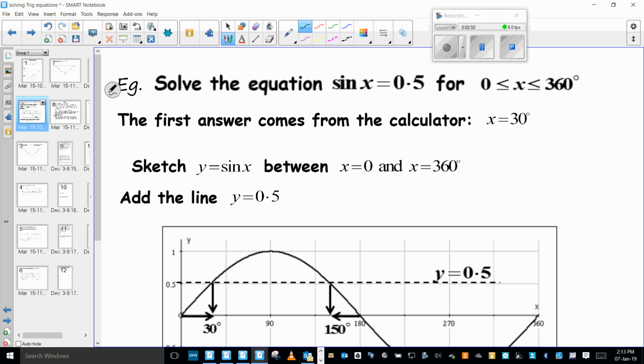Now, I say here the first answer comes from the calculator. There are multiple answers for these. Okay? How do we find which value we're looking for? If sine of x is 0.5, how do we find x? What do we use? How do we use our calculator? Yep, inverse sine, yes, of 0.5. So we type that into our calculator, and we get an answer of 30, if our calculator is in degrees.